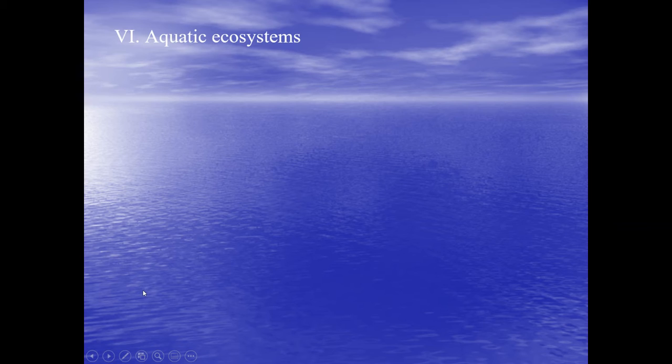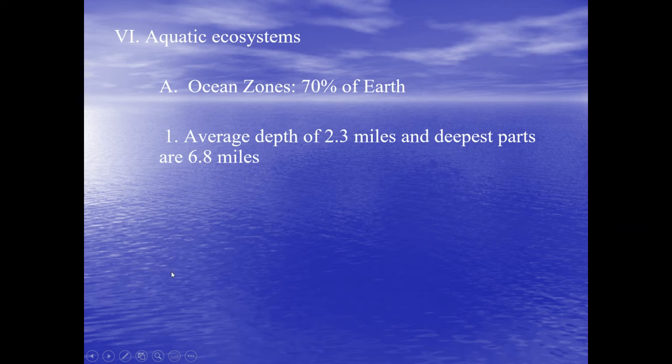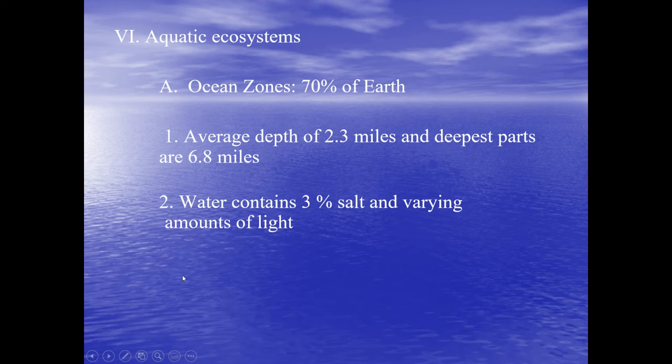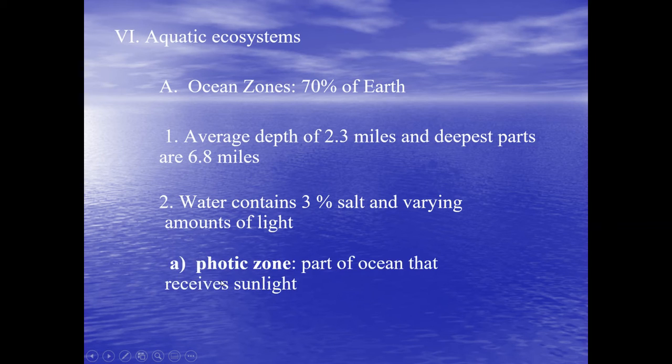All right, now moving on to aquatic ecosystems. So the ocean zone makes up 70% of the earth. Average depth, about 2.3 miles. Deepest parts are over 6 miles deep in some different trenches. Water contains about 3% salt and varying amounts of light. So ocean water, of course, has salt in it.